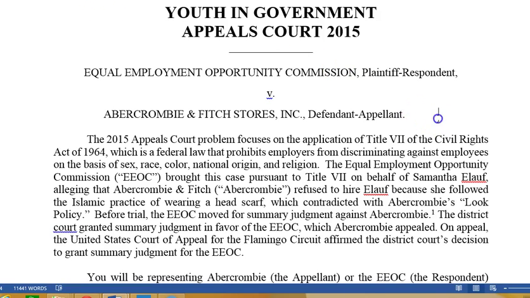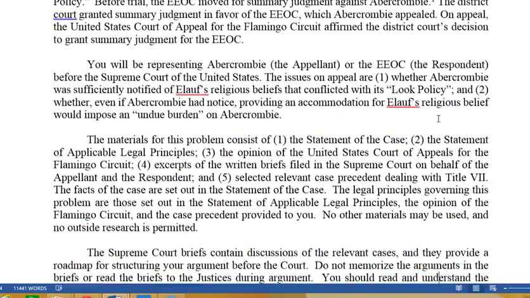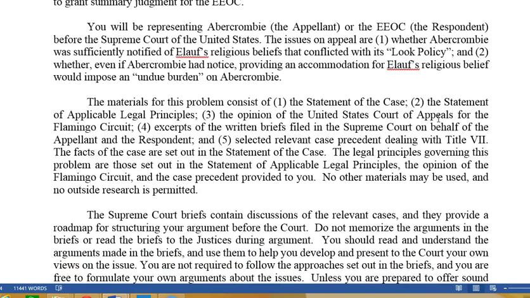I will scroll down. This is the first page of the problem set of documents that you had. It's important to remember that you'll be in teams of two, and we broke this case down into two questions. You're going to be looking at the notice question that we've talked about before versus the undue burden. Let's be very clear. When you divide your work, you are going to pick one of those two questions and learn to argue it from both sides. That's the way you want to approach your case.